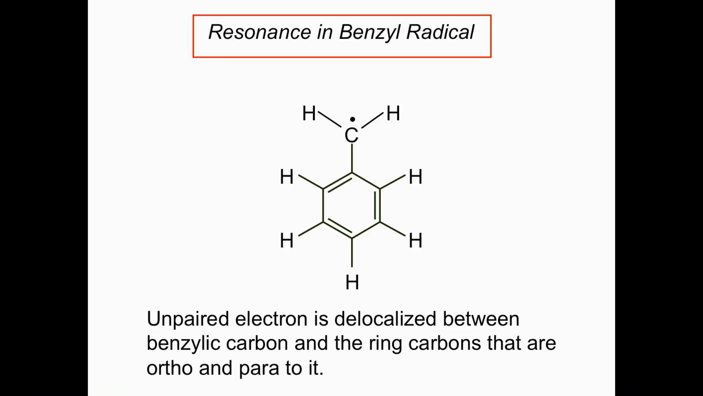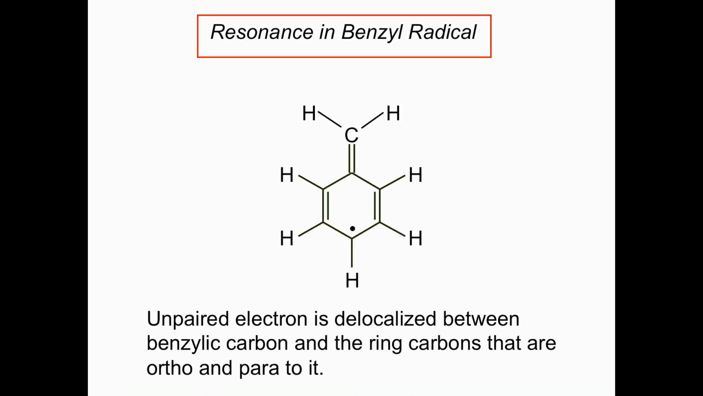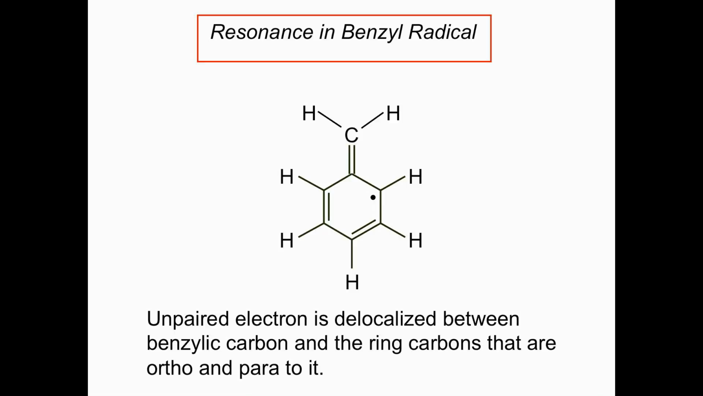Let's take a look at the resonance contributors that make up the resonance hybrid for the benzylic radical. We begin with the radical at the benzylic position. Note that it can resonate into the ring at this position, once again at this position, and again at the final and fourth position. Due to the fact that we have 4 resonance contributors, the benzylic radical is actually delocalized over the entire structure, which makes this compound quite stable.